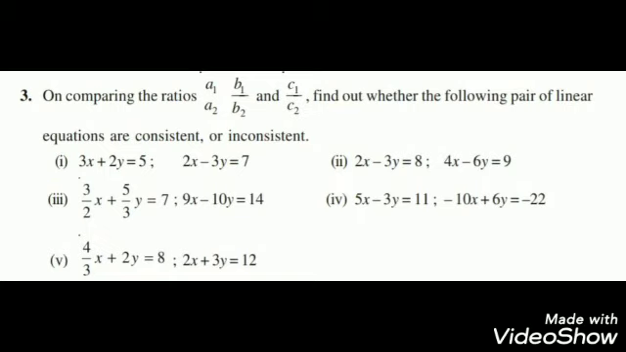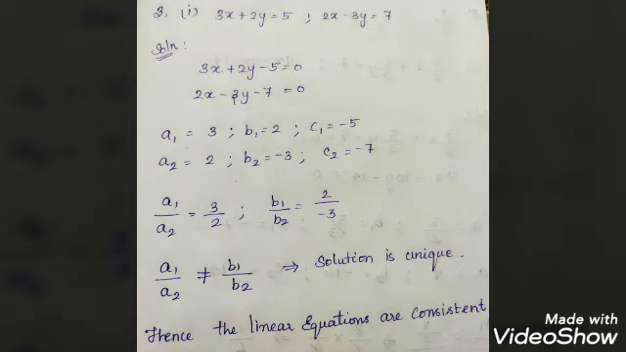So next, your third problem, comparing the ratios, and we have to find whether it is consistent or inconsistent, right? First question: 3x plus 2y equal to 5, 2x minus 3y equal to 7. This is our equation. First find A1: A1 is 3, B1 is 2, C1 is minus 5, A2 is 2, B2 is minus 3 and C2 is equal to minus 7. Now compare the ratios. A1 by A2 is equal to 3 by 2, B1 by B2 is equal to 2 by minus 3, and there is no need to find C1 by C2 because A1 by A2 is not equal to B1 by B2.